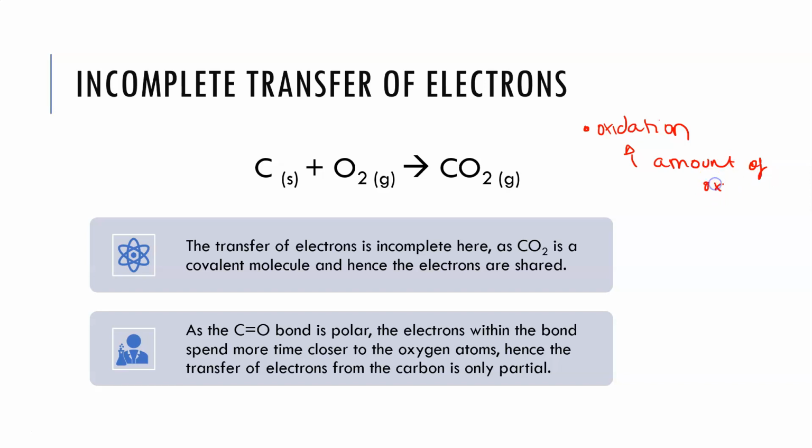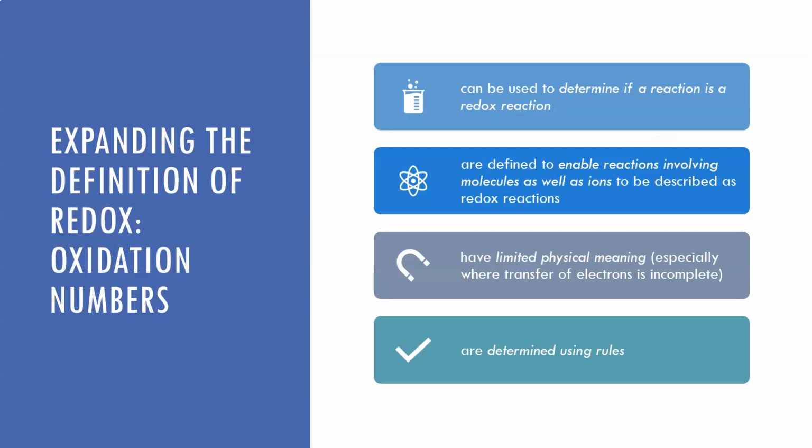So if you have a look here, the carbon has picked up oxygen, so it has been oxidized. If something has been reduced, then we increase the amount of hydrogen or we reduce the amount of oxygen. These bonds, however, are polar, so we know the electrons aren't shared equally. So we use oxidation numbers to show us how the electrons are being moved about within the molecule.